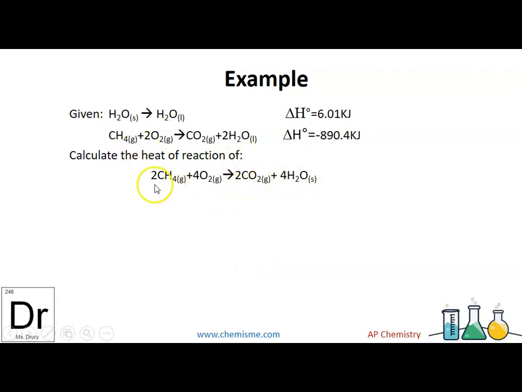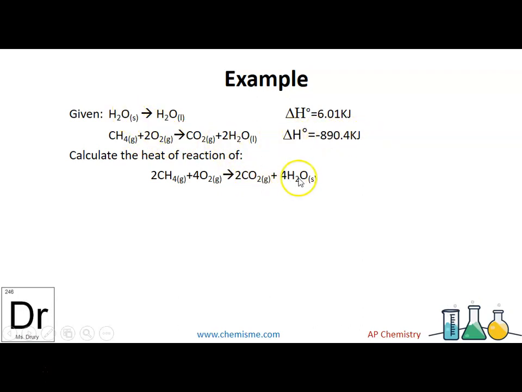So CH4 is the same except it has a 2 coefficient. The oxygen is the same except it has twice the coefficient. CO2 is the same, again 2. The water is the same except for 2. So that means this whole entire reaction needs to be doubled. If we double the reaction to match, we need to double the heat.